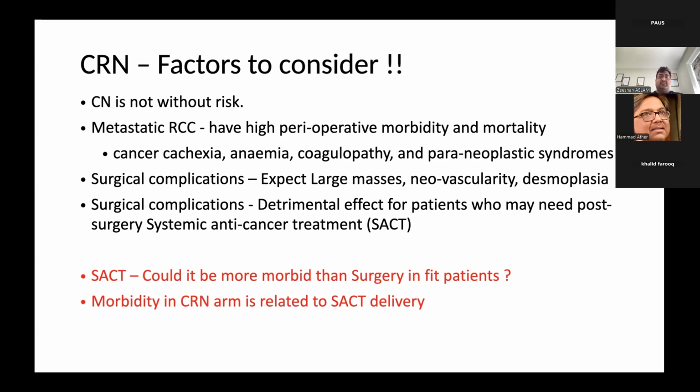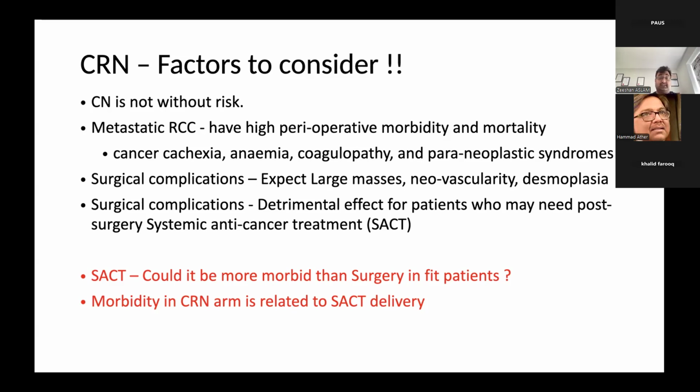It could be related to cancer-related cachexia, anemia, coagulopathy, and many of them have paraneoplastic syndromes. And the reason we worry a little bit more about surgical complications here is because these patients are going to go on to systemic anti-cancer treatment, SACT, after that. If I keep using the word SACT during the talk, this is what it means. And we don't want to delay that, because that's where it could be detrimental.